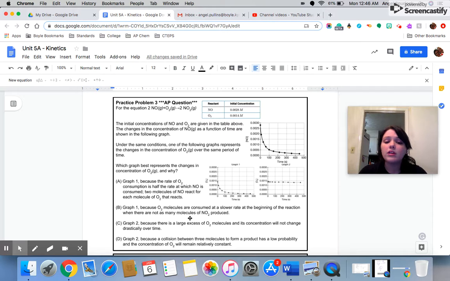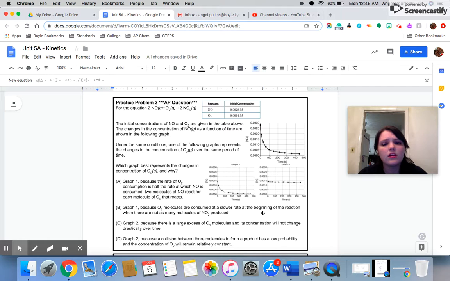First of all, because your molecules are always consumed faster at the beginning of the reaction, and second of all, because the number of molecules of NO2 produced do not affect the rate of the reaction. Only the reactants affect the rate of the reaction. C says graph 2 because there's a large excess of O2 molecules and its concentration will not change drastically over time. Well, the concentration of oxygen is lower than the original.